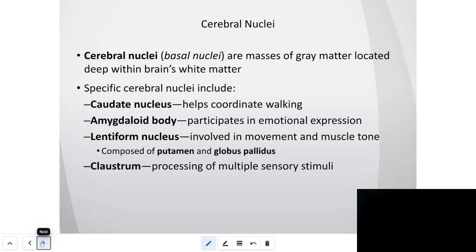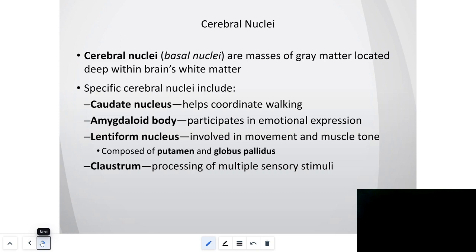The lentiform, this is where you have two subdivisions. The putamen, there's actually internal, external, but we'll just go putamen. And also globus pallidus. This is for muscle tone, muscle movement. And the claustrum is for composing of those different stimuli together. Okay? I'm not going to expand on each one, but just have a brief understanding of what each of these nuclei do.